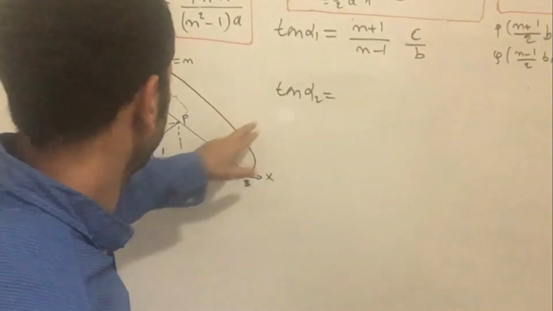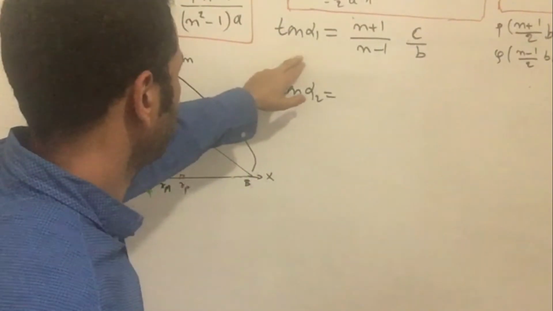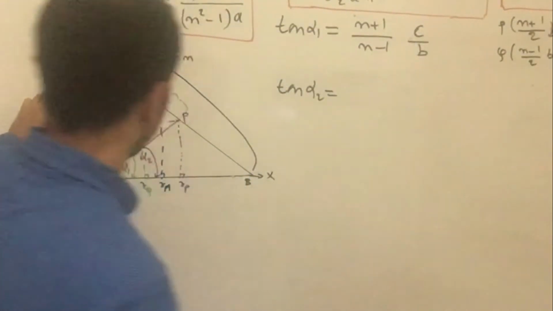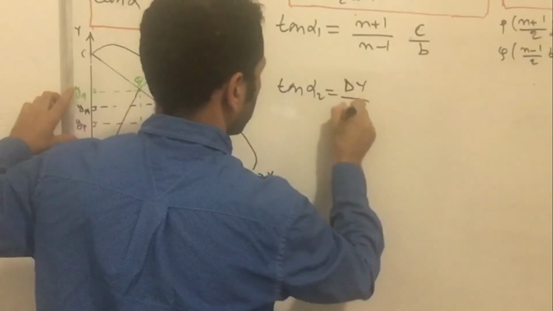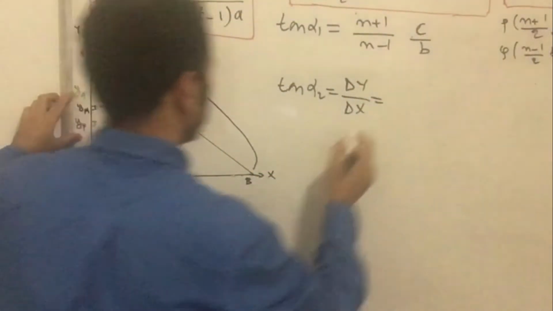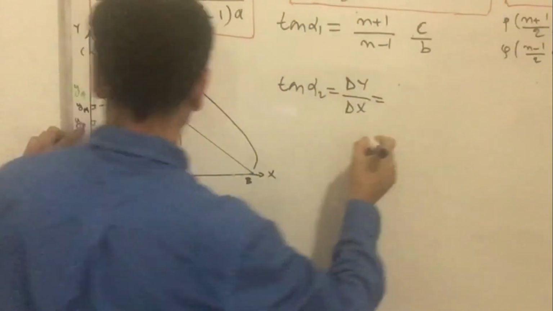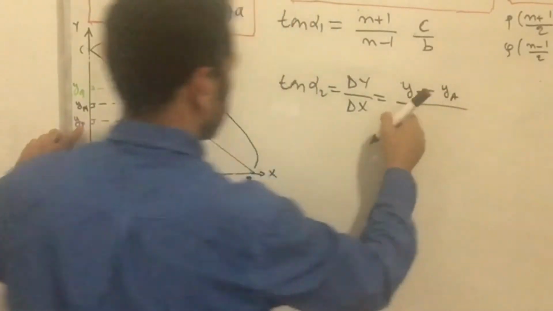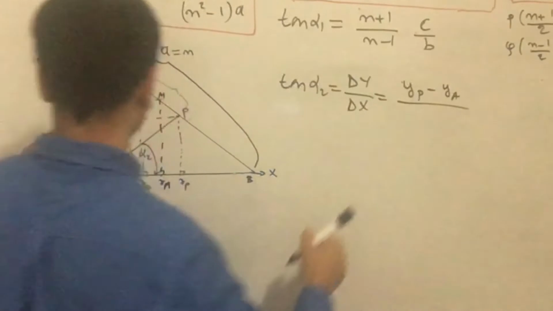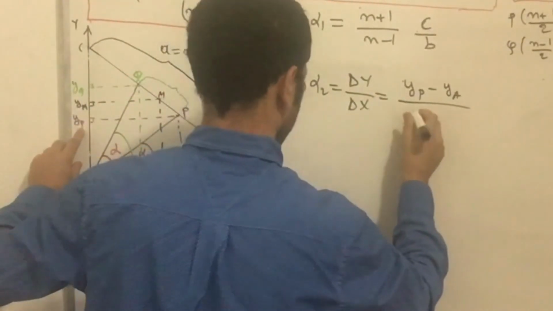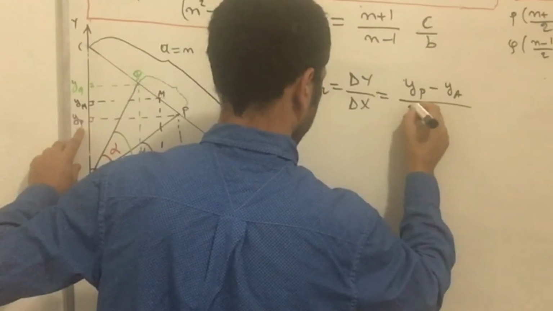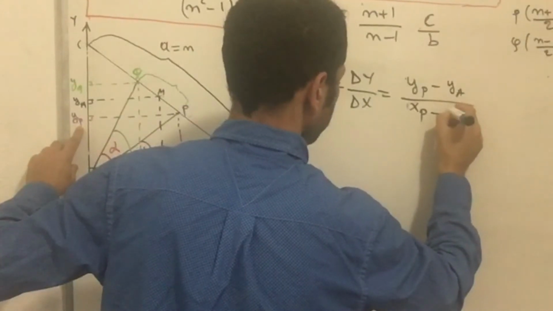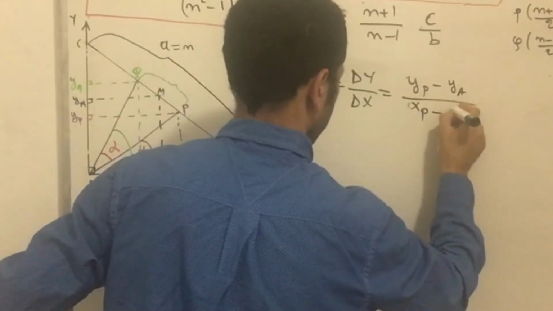It will be the same way, I will calculate in the same way as I did before. So tangent alpha 2 equals slope, change in y over change in x. Change in y is this one, yp minus ya, coordinate p minus coordinate a, which represents our point in this case, over change in x, which is xp minus xa, okay?